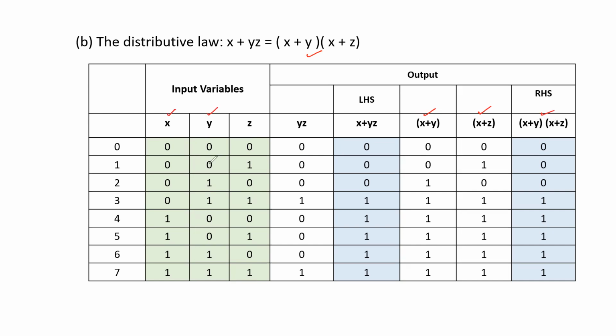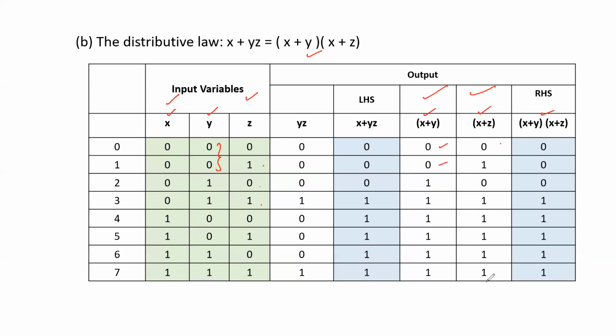So when both inputs are 0, then only the output is 0. So in these two cases we have 0. In the remaining combinations we have 1s, so that the output is 1. Next x plus z. 0, 0 means 0. Next here it is 1, 0, 0, 0, 1. Remaining all combinations 1s.